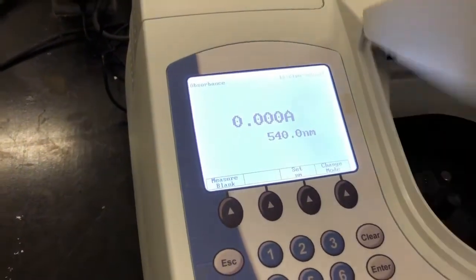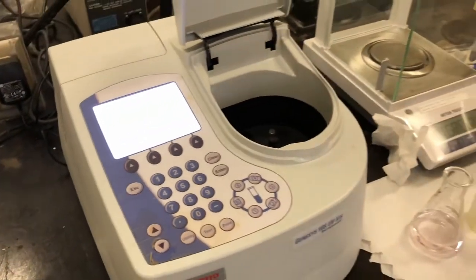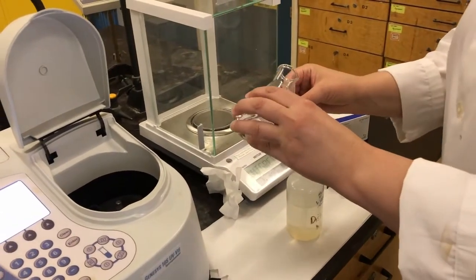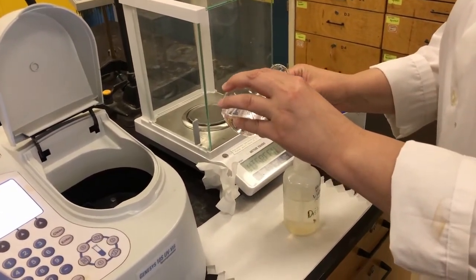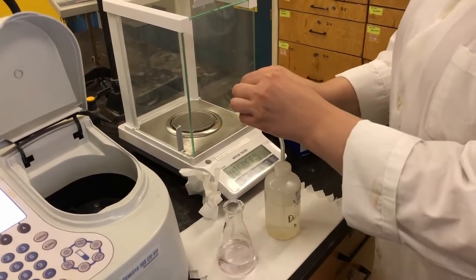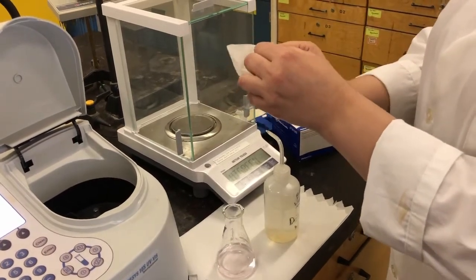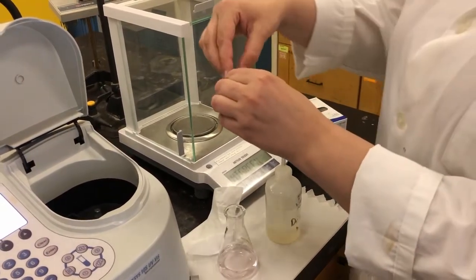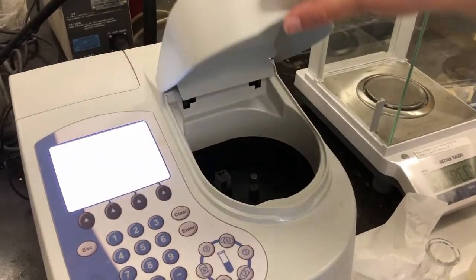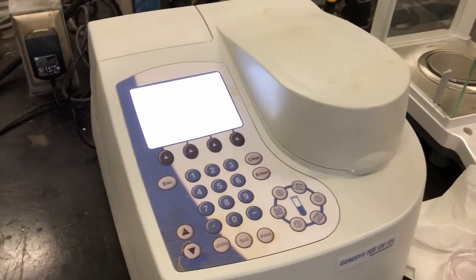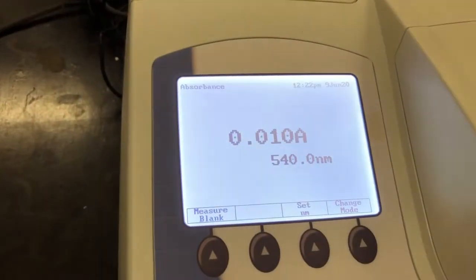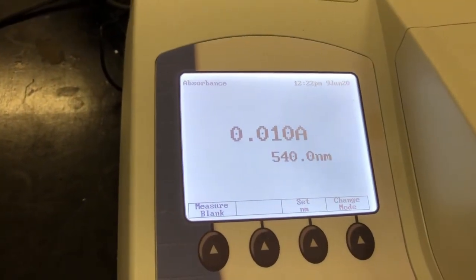And then we can measure the rest of our standards. Okay, so we'll take that one out, we'll dump that, and we're going to start with our lowest standard. I always work from lowest to highest. Just fill up our cuvette. Again, I'm going to wipe off the outside, and I'm handling it by the frosted side so I don't get any fingerprints on it. We'll put it back in our spectrophotometer. And now it's giving us a reading for the absorbance for that lowest standard.